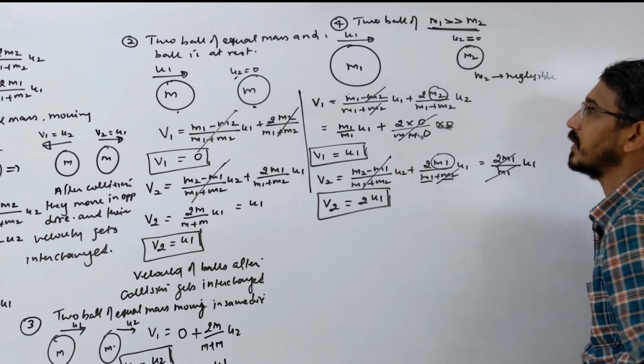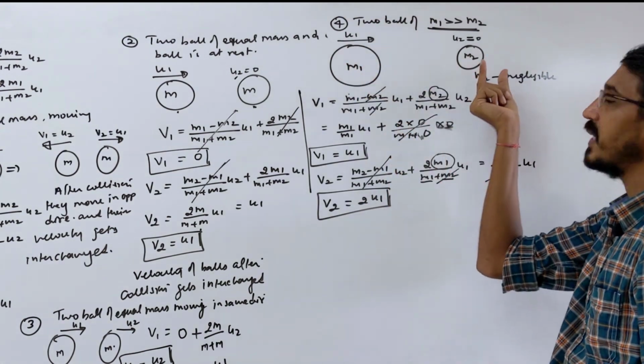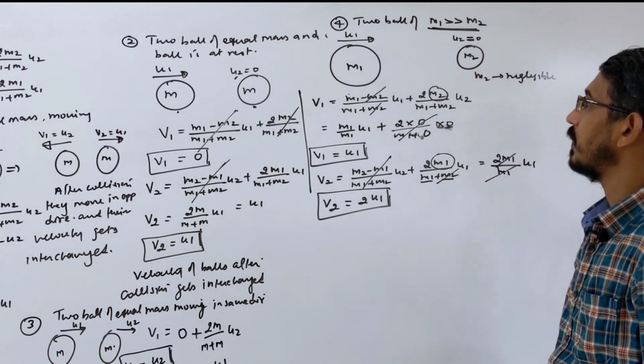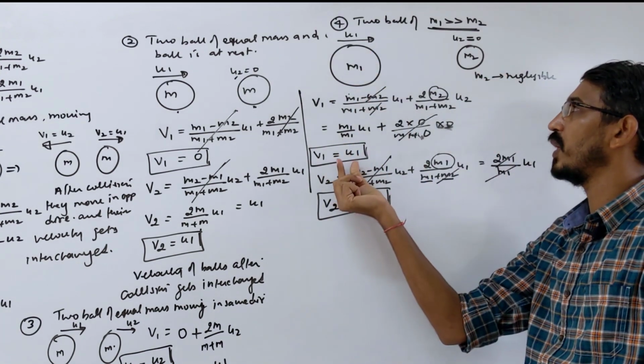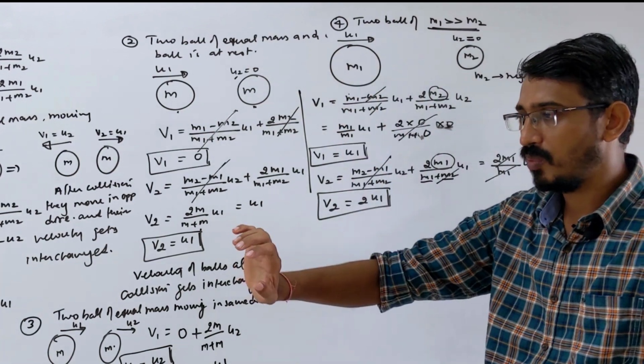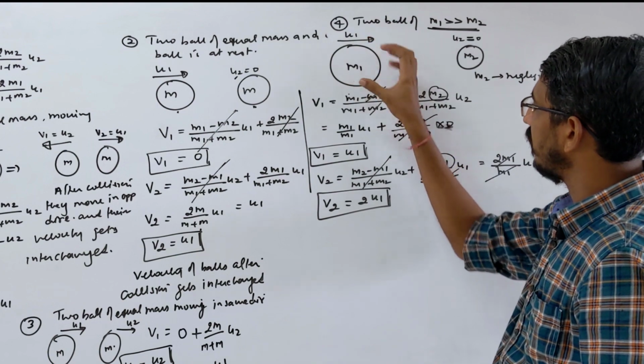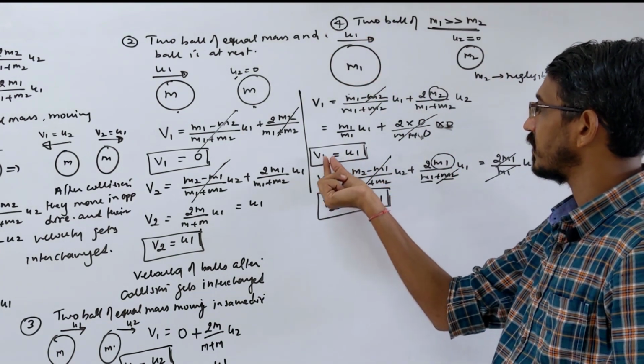Now what's the meaning of this? Initially this ball was moving with velocity u1, this was at rest. After collision what happened? The final velocity of this ball is u1 only, no change. This is a very big ball colliding with a small ball, so the velocity of the big ball is not affected at all. So the velocity of this ball will remain the same, whatever initial velocity, that's final.